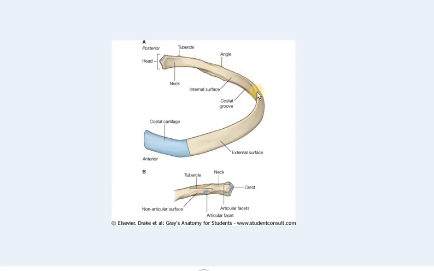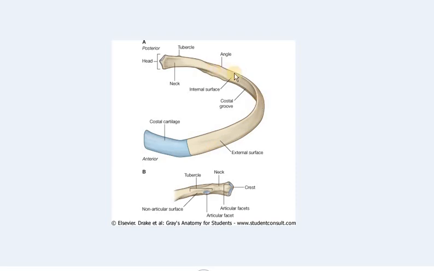Now comes the second part of the rib, that is the shaft. The shaft is generally thin and flat. That's why it has an outer surface, or you can say the external surface, and the inner surface, or you can say the internal surface. It has two borders, the upper border and this one is the lower border.